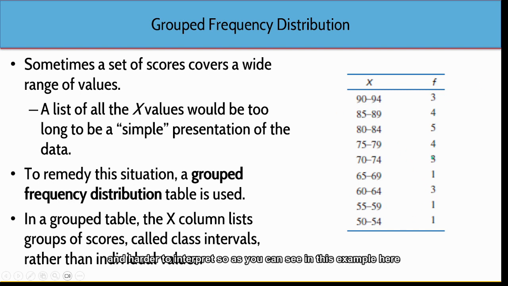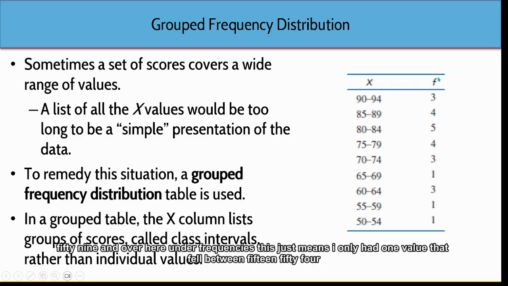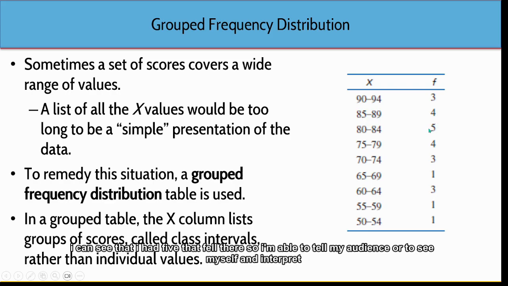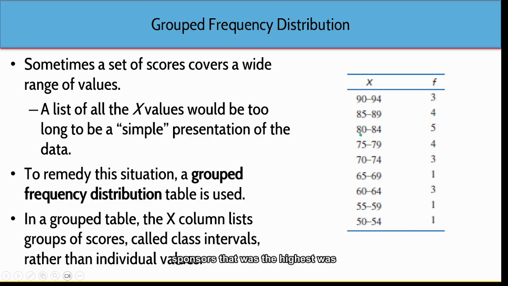So as you can see in this example here, we've created these categories, 50 to 54, 55 to 59. And over here under frequencies, this just means I only had one value that fell between 50 and 54. But if I look at the value of 80 to 84, I can see that I had 5 that fell there. So I'm able to tell my audience, or to see myself and interpret, that the category of responses that was the highest was 80 to 84 with 5 occurring. So we've got class intervals instead of individual values.